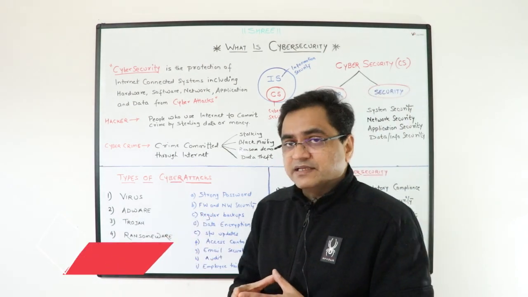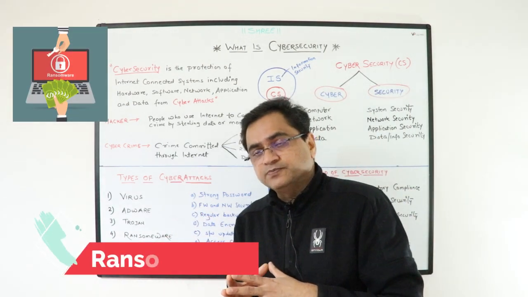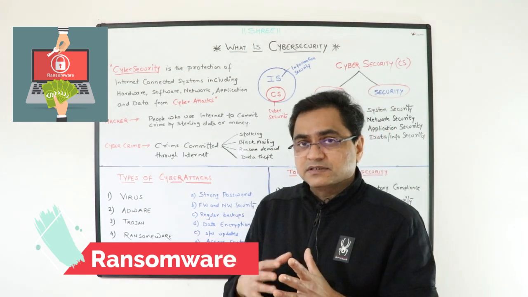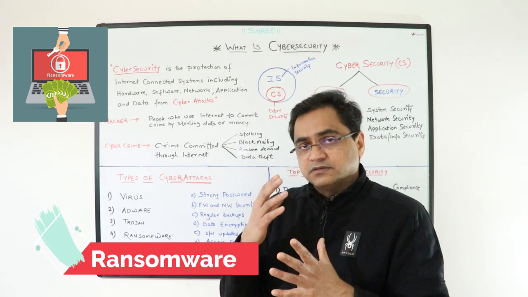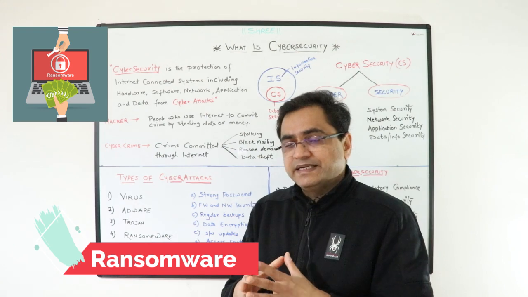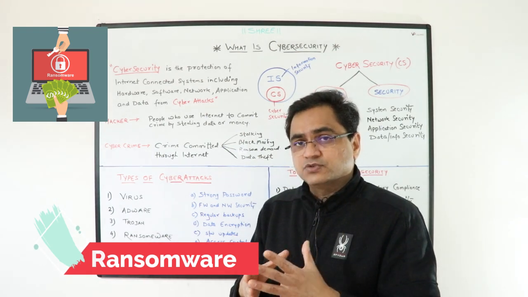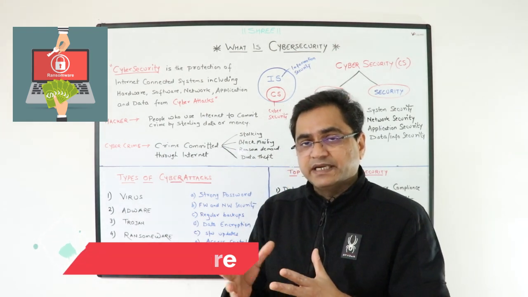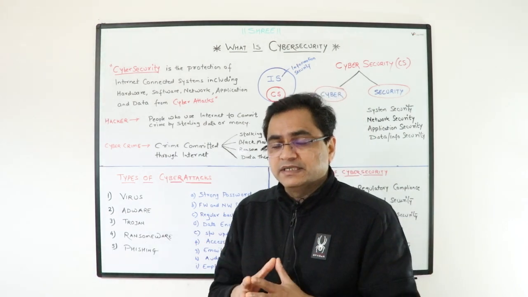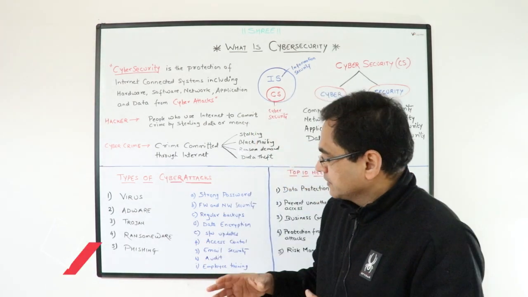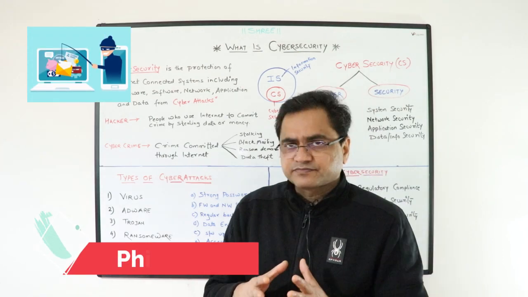Then comes ransomware. Here the criminal uses this method to gain access to organizational servers or personal computers, where they get access to the system or data, and then lock it, and to unlock it they demand a ransom. The last one is phishing.